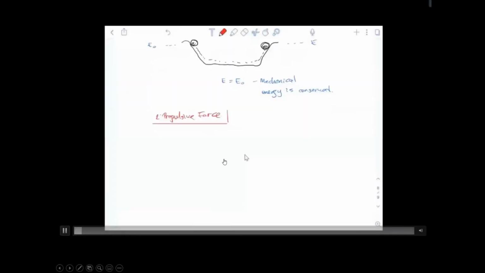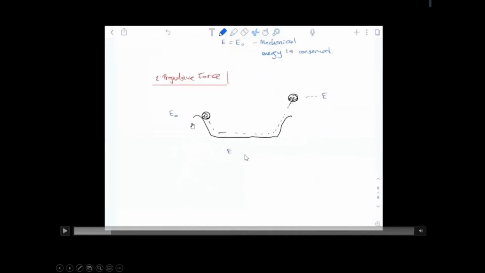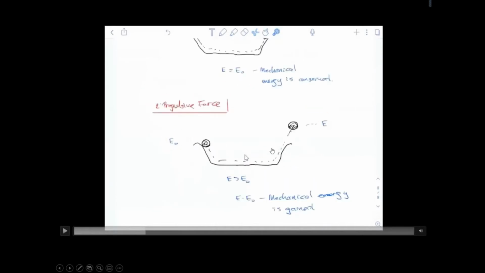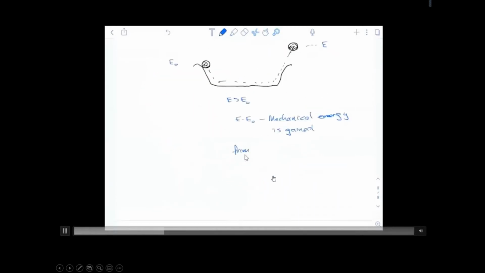If you have a propulsive force, for example, it's not a conservative force. A propulsive force is going to let you gain mechanical energy, so the mechanical energy of the system is going to go up. So the question is, where does the extra mechanical energy come from? Well, the extra energy is going to come from a conversion process.